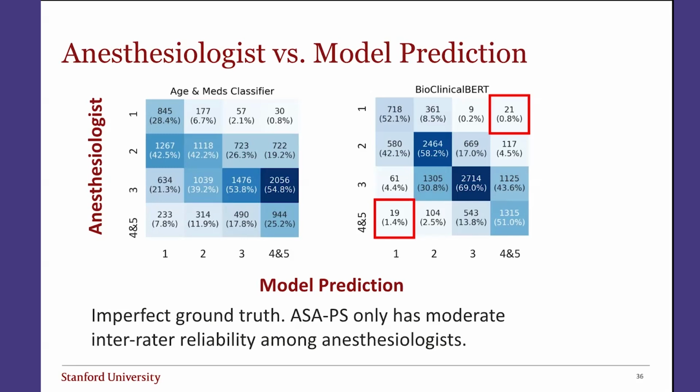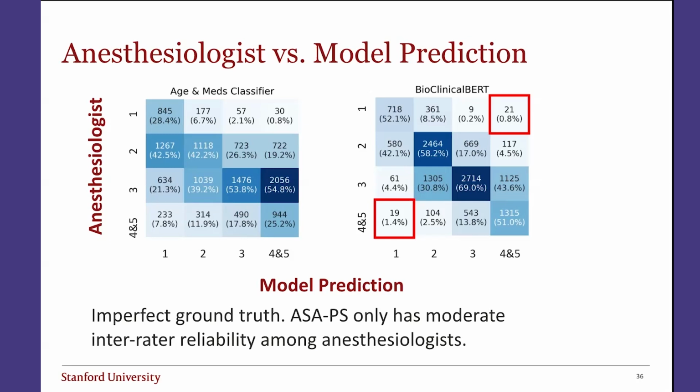The other thing I mentioned before is that you have to keep in mind that there's an imperfect ground truth. The ASA score only has moderate inter-rater reliability among anesthesiologists. If you take any two human anesthesiologists and give them this data set, you're going to get a different confusion matrix here, because there are no strict diagnostic rules for what belongs in ASA class 2 versus ASA class 3. So because we have imperfect ground truth, it's essentially impossible for models to perform perfectly. We just want models to perform better.